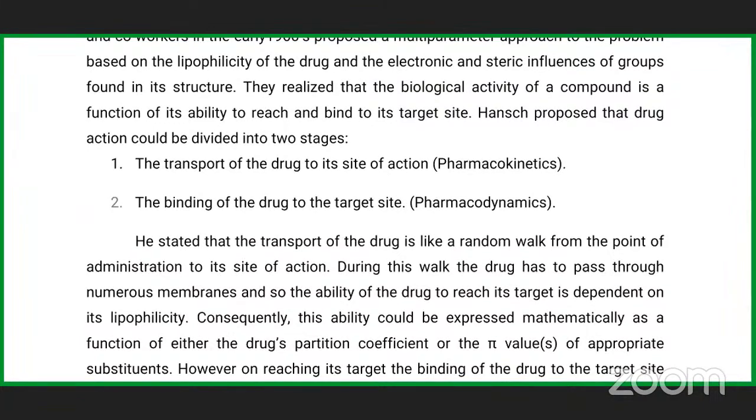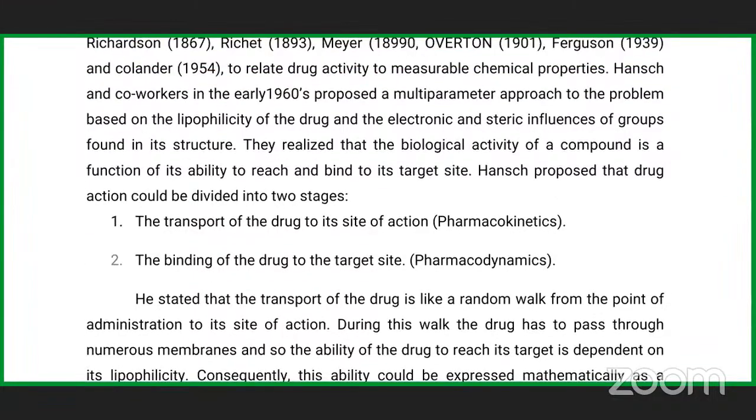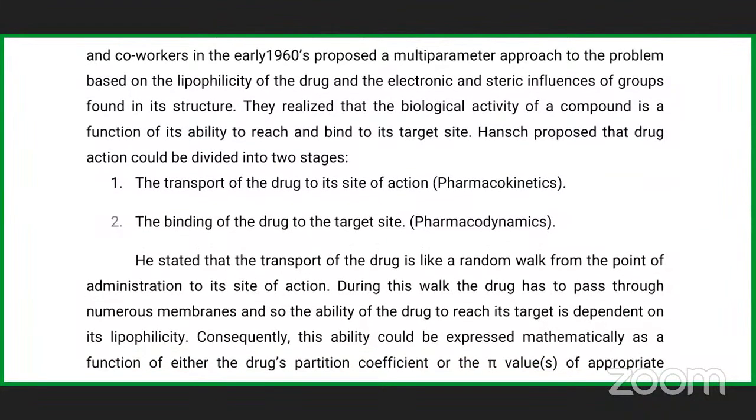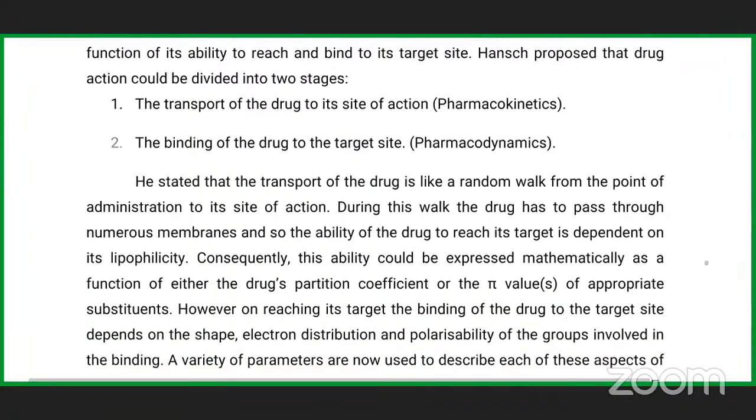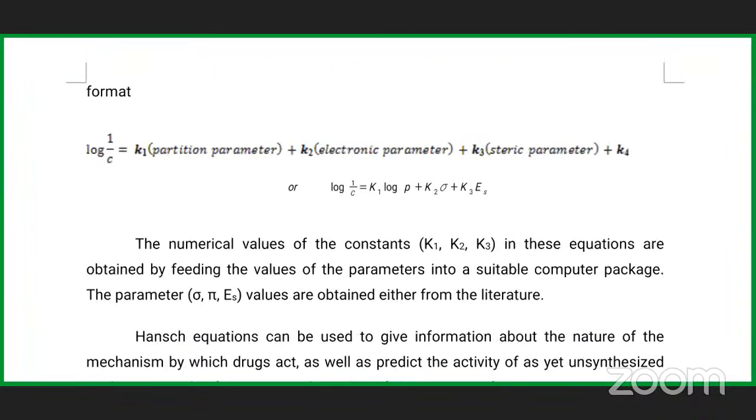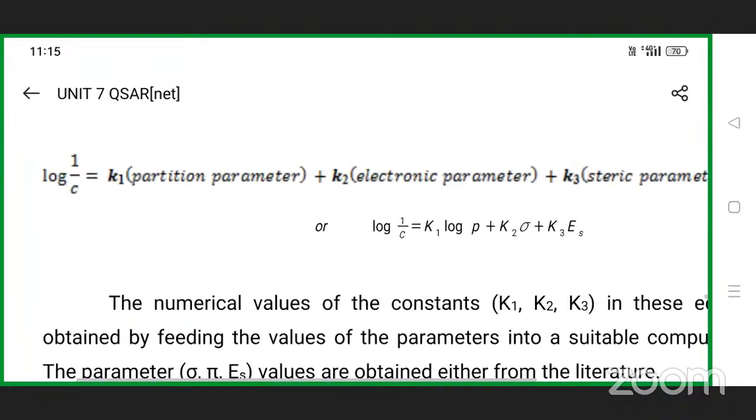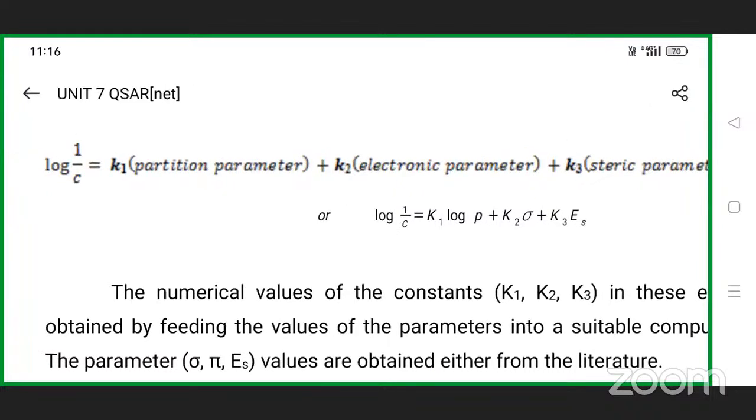So when they proposed this multi-regression analysis, the Hansch analysis, they considered both points, pharmacokinetic studies and pharmacodynamic studies. Based on these principles, they proposed a multi-regression analysis which incorporated all the parameters. You can see the equation here: log 1/C, nothing but the biological activity, equal to k1, where k1, k2, k3, k4 are constant values. K1 is multiplied by the partition coefficient, which is a ratio of the solubility of your drug in n-octanol to the solubility of the drug in water.